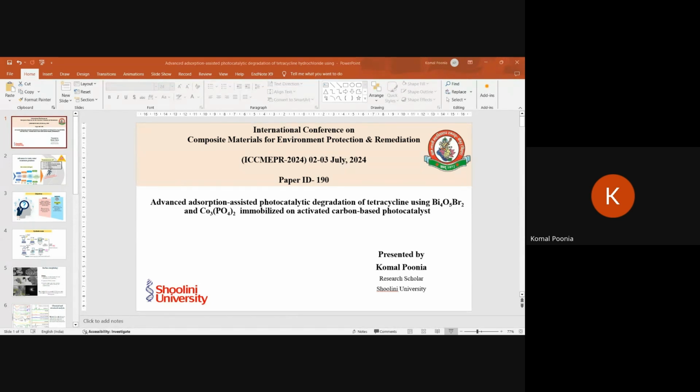Now, after the synthesis of this heterojunction, the characterization was done to confirm the fabrication of the heterojunction. And finally, it is applied on the model pollutant, which here is tetracycline. The synthetic route followed for the synthesis of bismuth oxybromide and cobalt phosphate was a co-precipitation method, which after the formation of the binary nanocomposite, it was mounted on activated carbon.